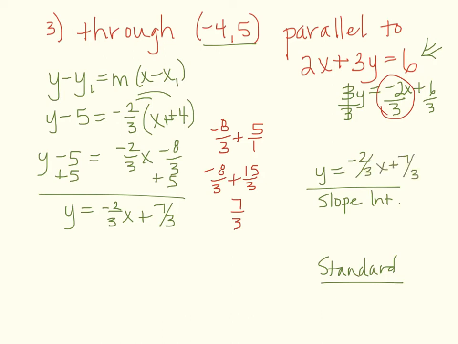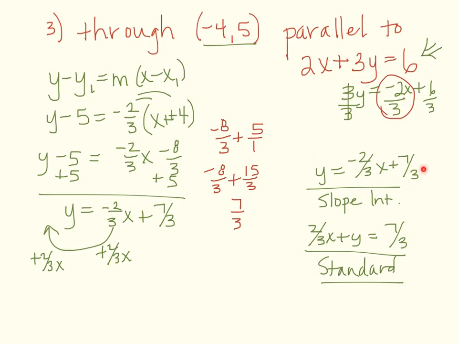If I need to go ahead and get this in standard form, what I'm going to do is add that 2/3 x over here. So it's going to be positive 2/3 x. Now remember, we want to write our x first. So it's positive 2/3 x. Then we pop that positive y out to the back, equals 7/3. This is your slope-intercept. This is your standard form.